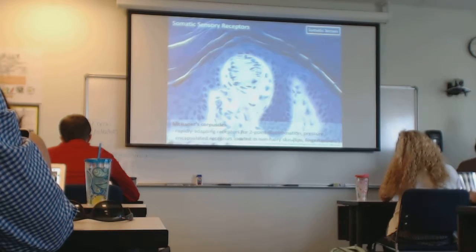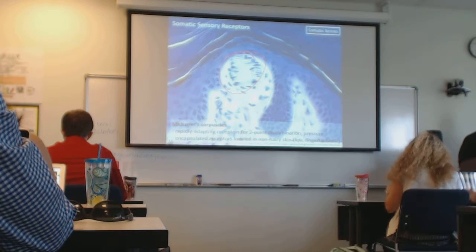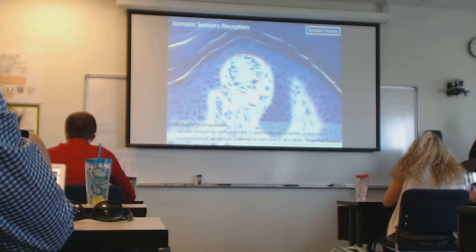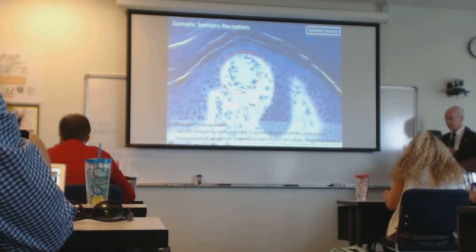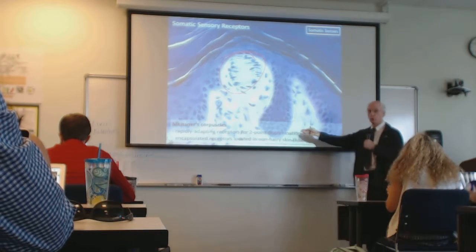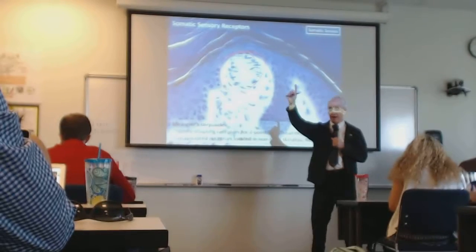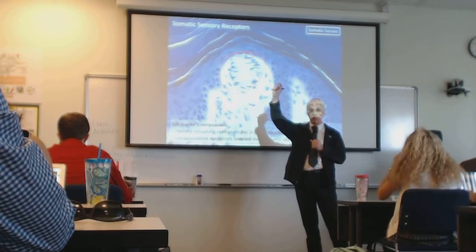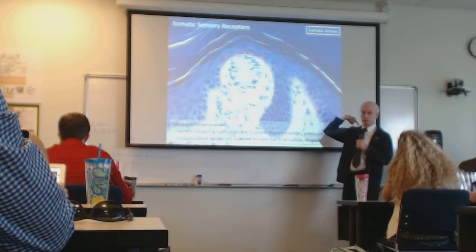Meissner's, you can see a Meissner's corpuscle here up in the papilla. Meissner's are also rapidly adapting to provide you with the two-point discrimination that we talked about. There'd be a high concentration of Meissner's in your fingertips relative to your back, for example.